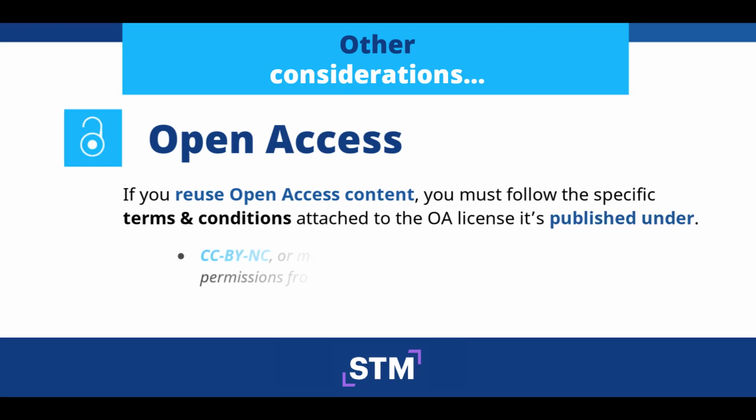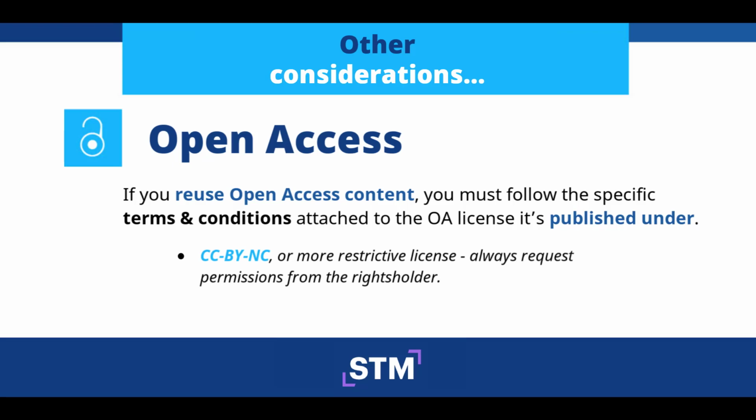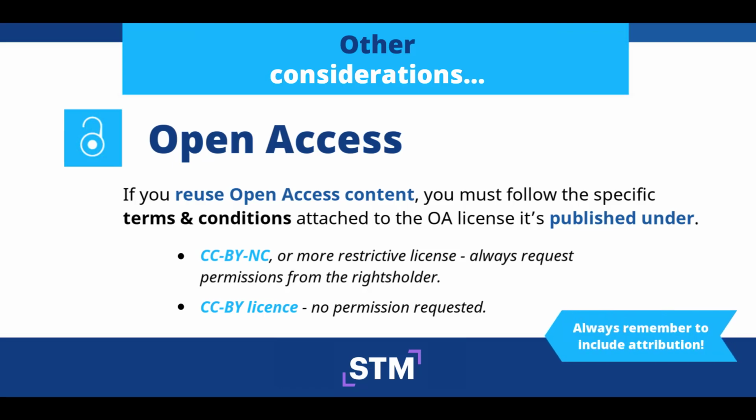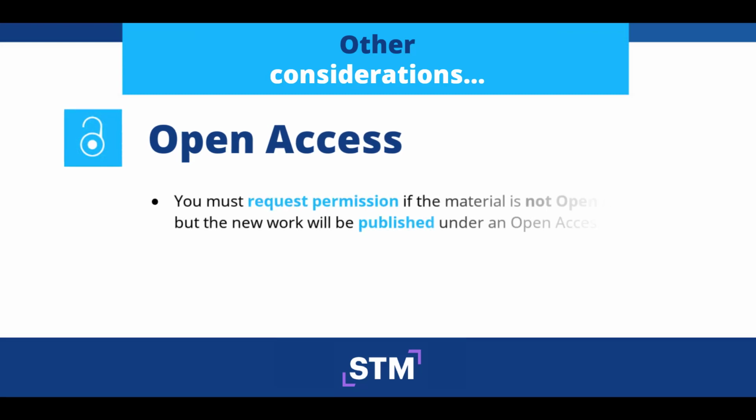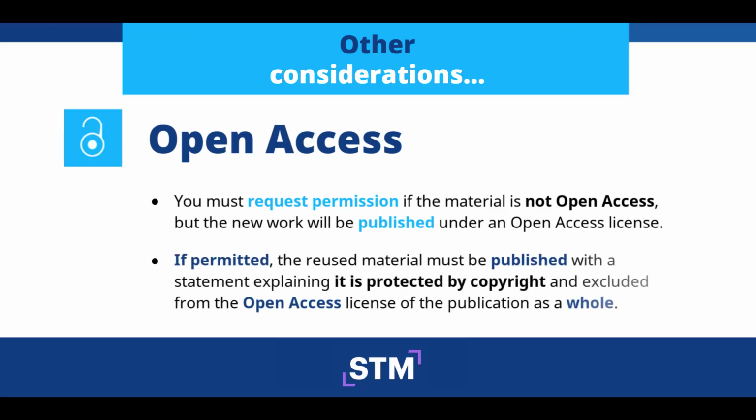For instance, in the case of a CC-BY-NC or more restrictive license, you must always request permissions from the rights holder. In the case of a CC-BY license, however, no permission is requested. And always remember to include attribution. Second, you must contact the rights holder to request permission if the material you wish to reuse is not open access, but the new work will be published under an open access license. If such permission is obtained, the reused material must be published with a statement explaining that it is protected by copyright and excluded from the open access license of the publication as a whole.